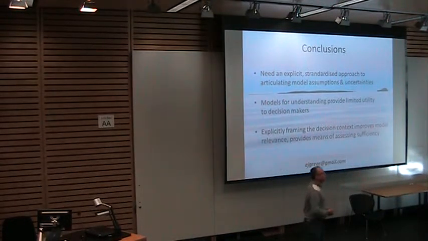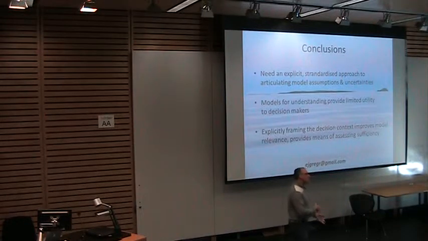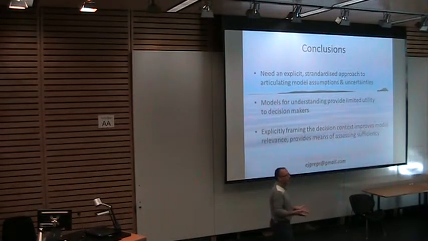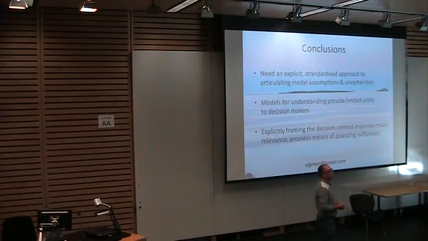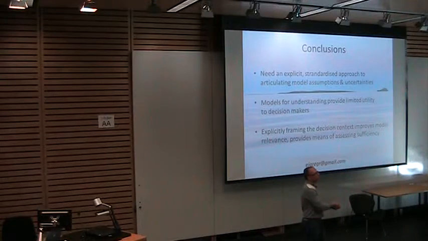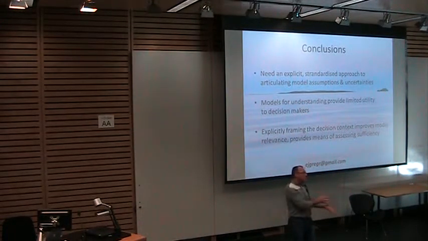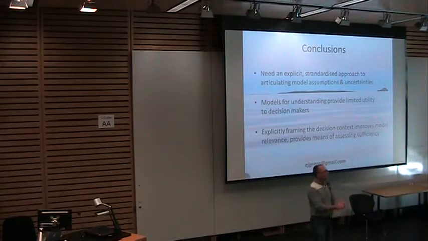I think these conclusions can generalize to all types of models. I certainly looked at both statistical and mechanistic models. These days, modeling has come far enough that people understand that they need to evaluate or validate their models in some way, and statistical models are a perfect example of that. But knowing how well your model fits a particular data set doesn't automatically make it relevant to the decision context.